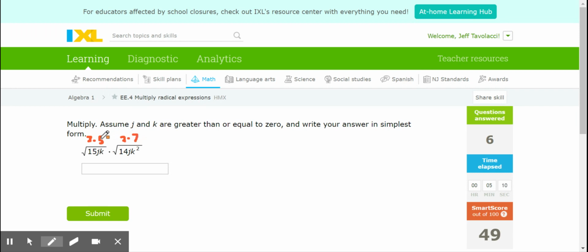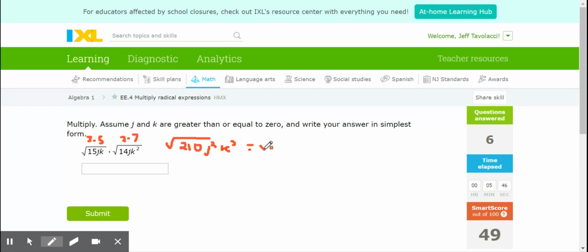7 times 5 is going to be 35, times 2 is 70. So 70 times 3 is going to be square root 210. Now j to the first times j to the first gives me j squared. K squared times k to the first is going to give me k cubed. All right, so 210, since I've looked at the factors, there was a 2, a 3, a 5, and a 7. There's no perfect squares in there. I'm not going to be multiplying the same factor times itself again. So square root of 210 is actually simplified.